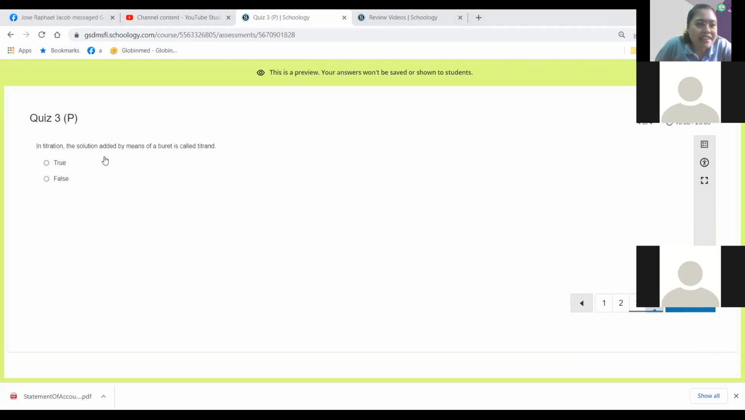Okay. In titration, the solution added by means of a burette is called titrant. This is false. I think I mentioned this a while ago. Titrand is the other name for analyte, and that is the sample being assayed or analyzed during the process. When we say titrant, that is the one that is added by means of a burette. Titrant should be the letter T. We have to be careful. So that's it for our quiz.